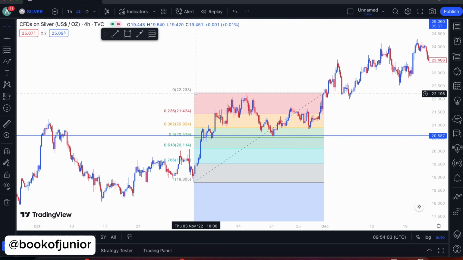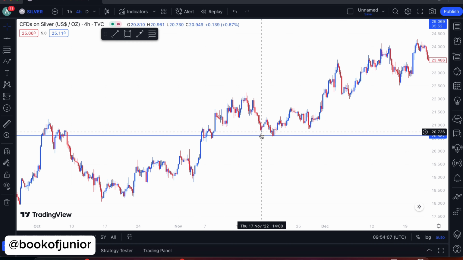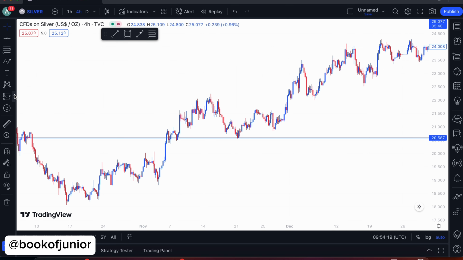So if I remove my Fibonacci, you are going to see this is the 0.5 level, and the reason for this is because price was already here. It had already been here. So these levels on the Fibonacci act as support and resistance. So price found its support at this zone here. So this would be the best place to take your trade, and you'd be going in for the long positions like this.